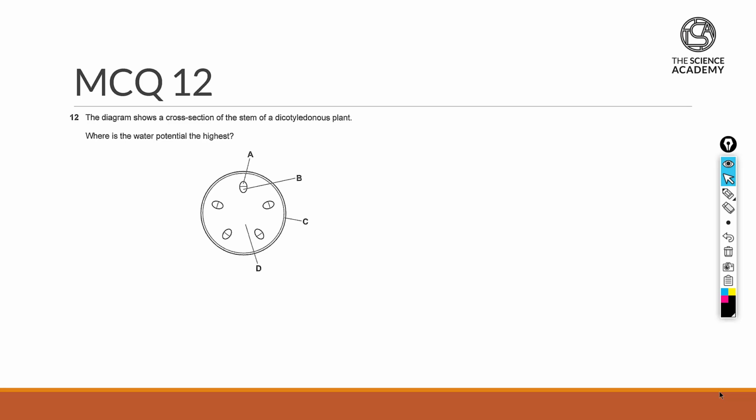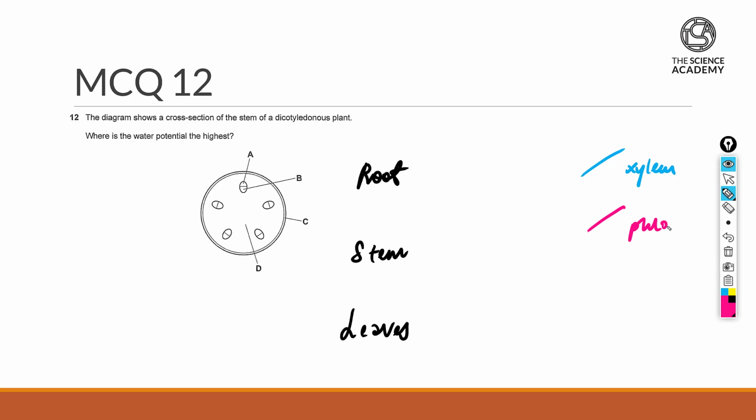In MCQ 12, we'll take a look at the distribution of vascular bundle in the stem of a plant. So as a summary, there are three areas of the plant that actually come with your vascular bundle. We have your root, the stem, and lastly, the leaves. I'm going to use blue over here to represent xylem and pink to represent phloem.